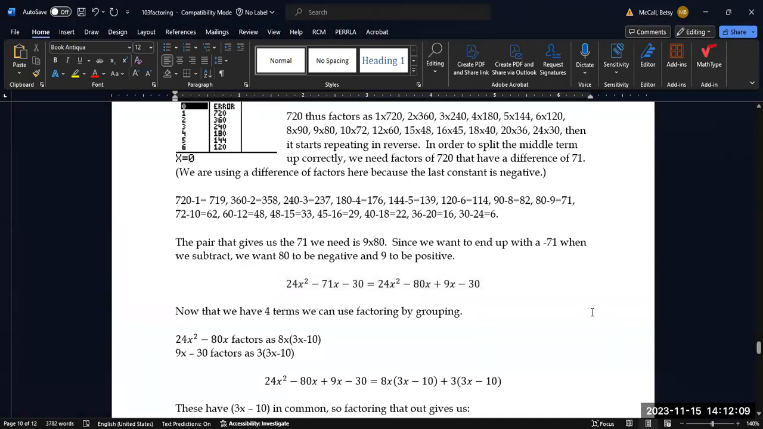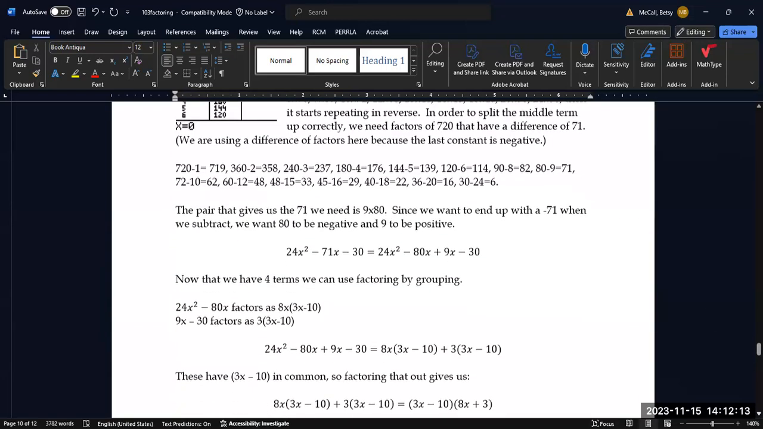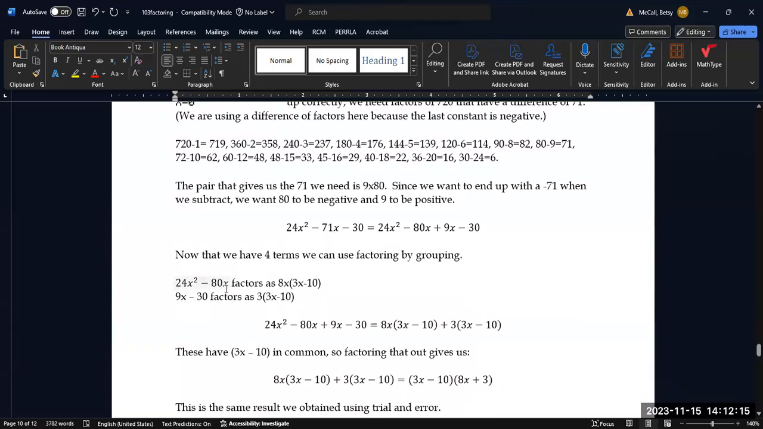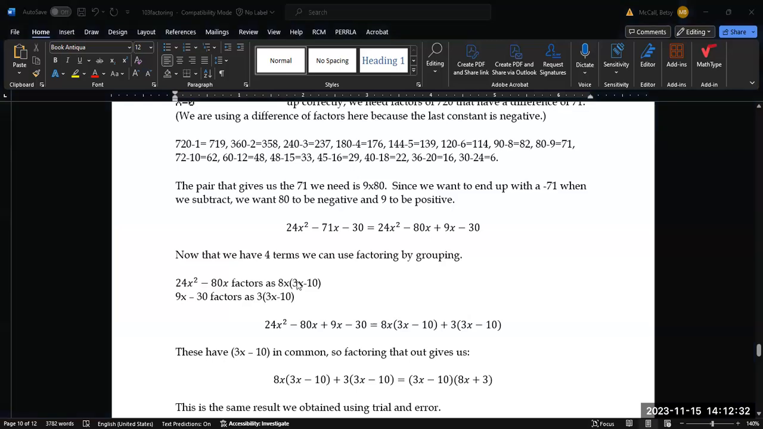Now we have 4 terms, and now we can use our factoring by grouping in order to simplify this further. So we take our first 2 terms, 24x squared minus 80x. What do they have in common? Both of these numbers divide by 8 and x. They both have an x. And 24 divides by 8, 80 divides by 8. So we get 8x, and then what's left over is 3x minus 10.